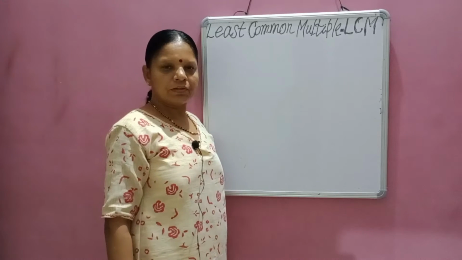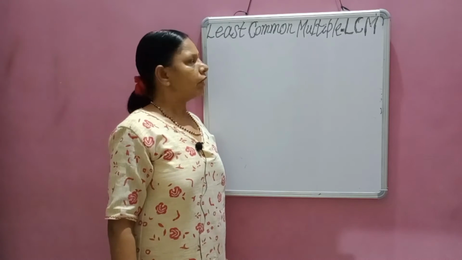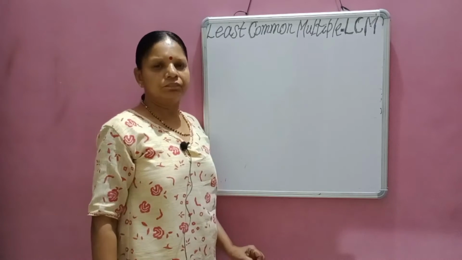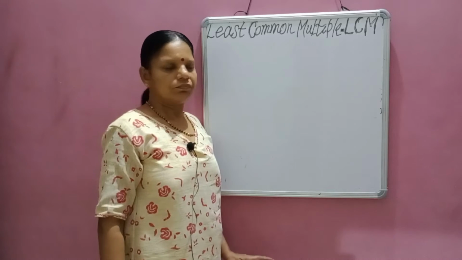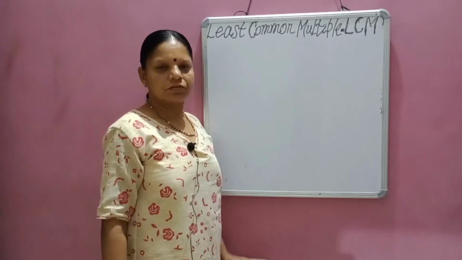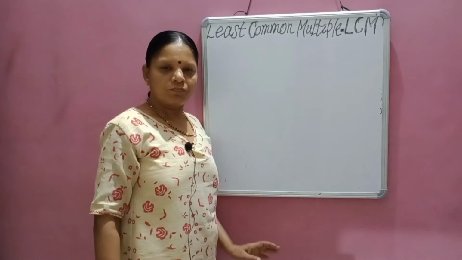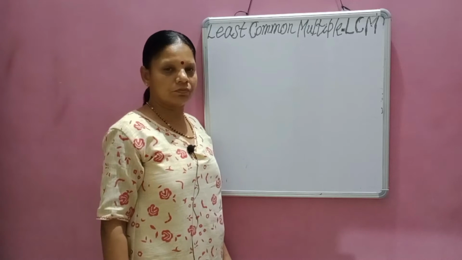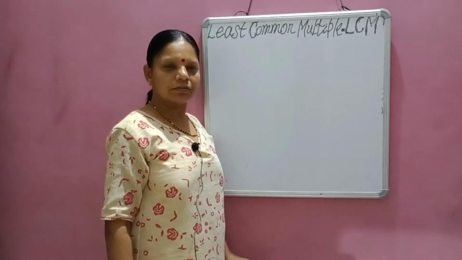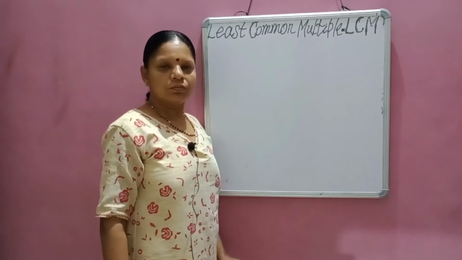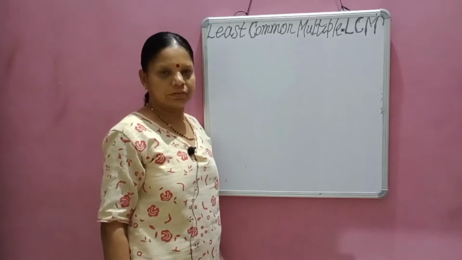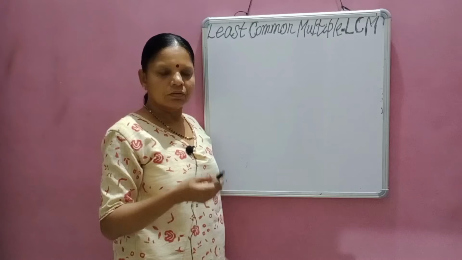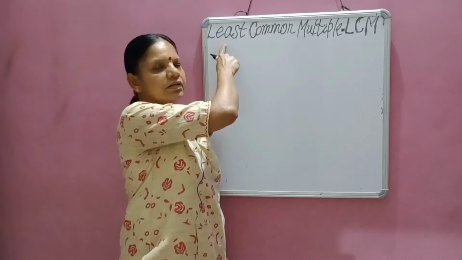What is meant by multiple? It is nothing but a multiplication table. You have to list a few tables, multiples, but it is called multiples of the given numbers. It can be 2, 3, 4, any number of numbers. From that list of multiples, you have to take the common multiples, and from that you have to take the least. Least means smallest.